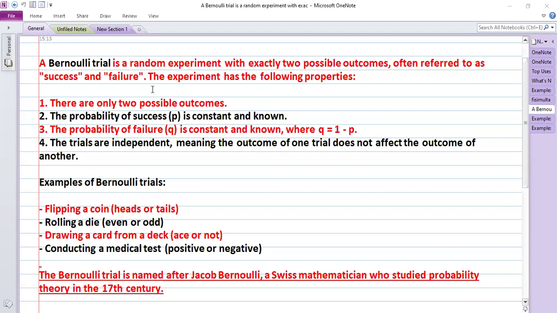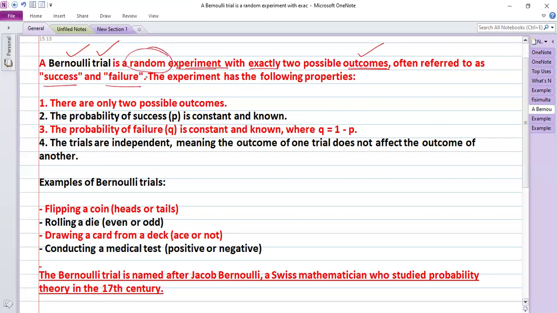In this lecture, I will discuss more about random variable and probability distribution. But before that, there is a concept of Bernoulli trial in statistics. So, what is a Bernoulli trial? A Bernoulli trial is a random experiment which results in exactly two possible outcomes. One of these outcomes we generally refer to as success and another as a failure.